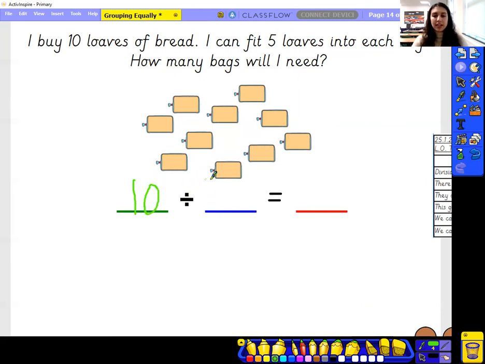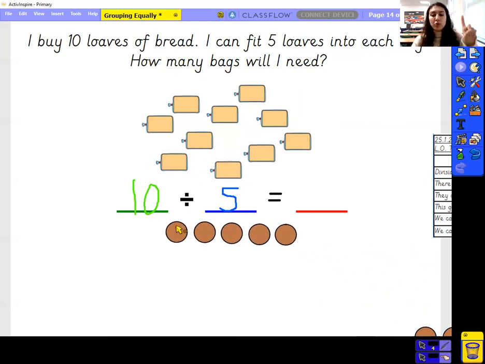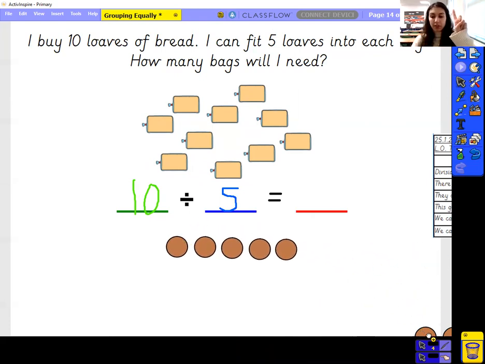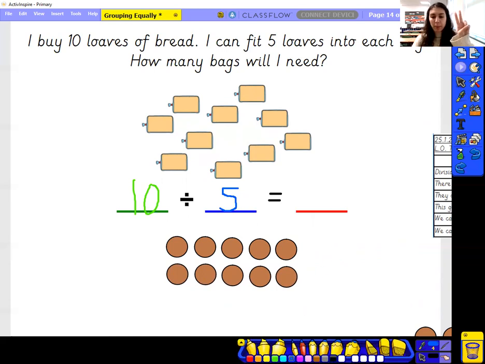And I am dividing it into groups of... So I can fit 5 loaves into a bag. So one bag is one group, and in that one group I can fit 5. So I'm doing 10 loaves divided into groups of 5. Well, then I know that one group of 5 would be 5. 2 groups of 5 would be 10. So I can see that if I have 10 and I put them into groups of 5, that would give me 2 groups.